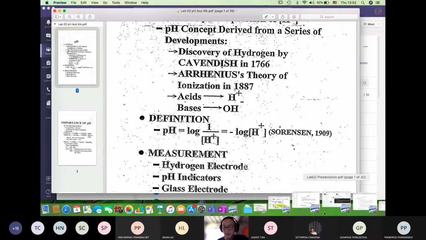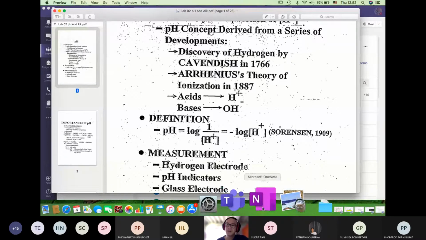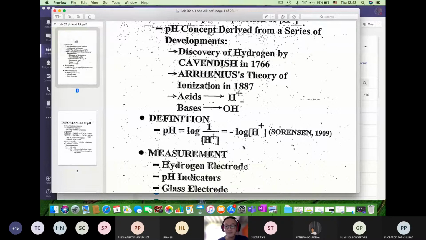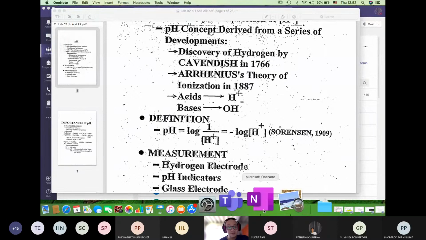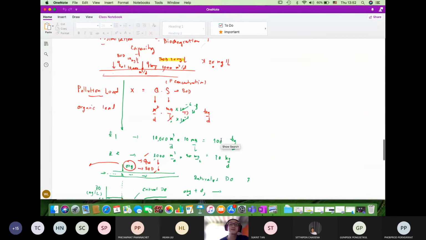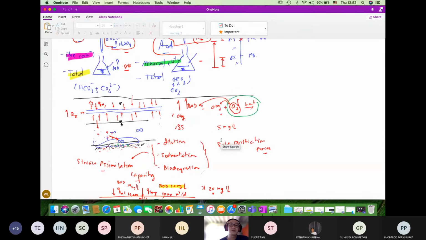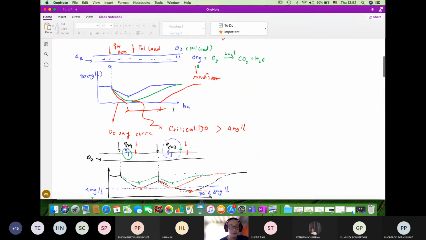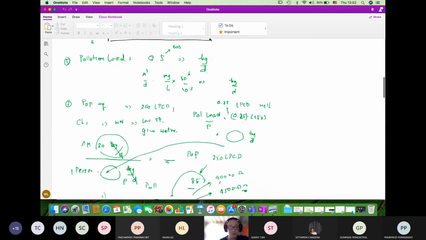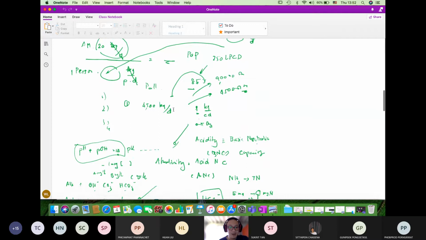Have you ever heard this term? pH plus pOH is equal to 14. In chemistry, I have. In chemistry, I think you know that the concentration of the hydrogen ion times the concentration of the hydroxide ion gives 10 to the power of minus 14, so the pH plus pOH must be equal to 14. Just a moment. Okay, it's here.